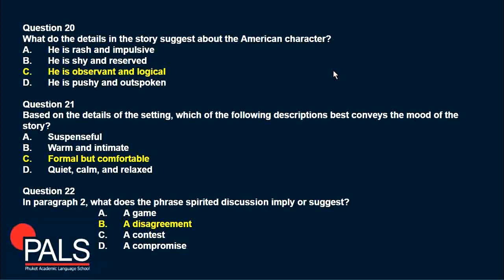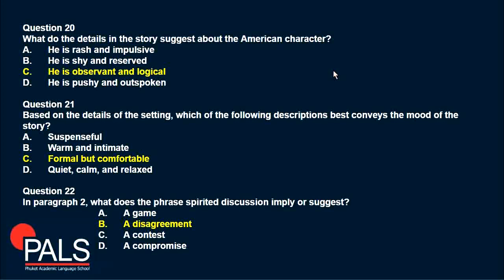And in number 21, the answer is C. Okay, it's not suspenseful because, you know, the setting, the time and place, is not really conveying that. Maybe the situation conveys that, but it's not the setting. Warm and intimate.